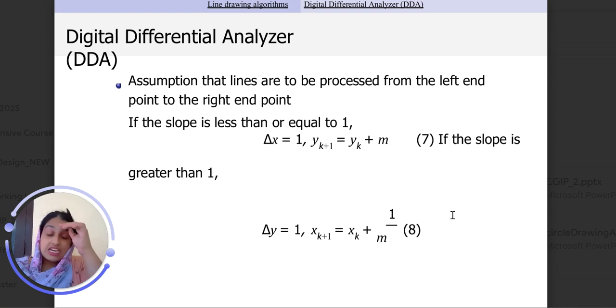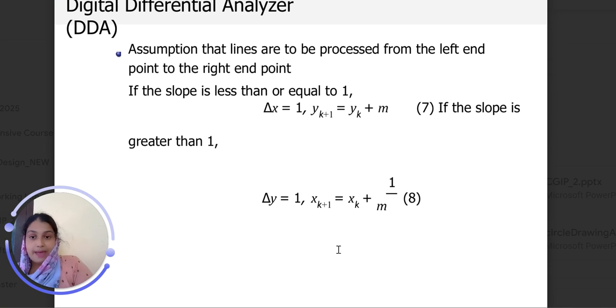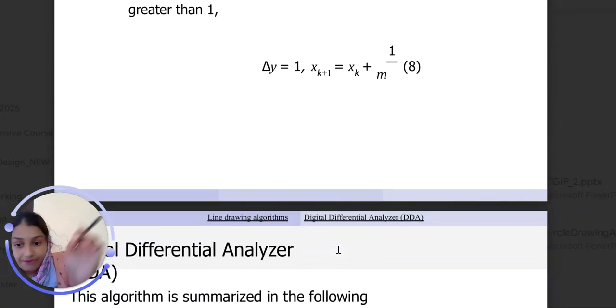The assumption is that lines are to be processed from the left endpoint to the right endpoint. So if the direction is left to right, and the slope is less than or equal to 1, m less than or equal to 1, then we take delta x as 1 and find yk plus 1 equal to yk plus m. Now if the slope is greater than 1, then we take delta y equal to 1 and xk plus 1 equal to xk plus 1 by m. This is for left to right.